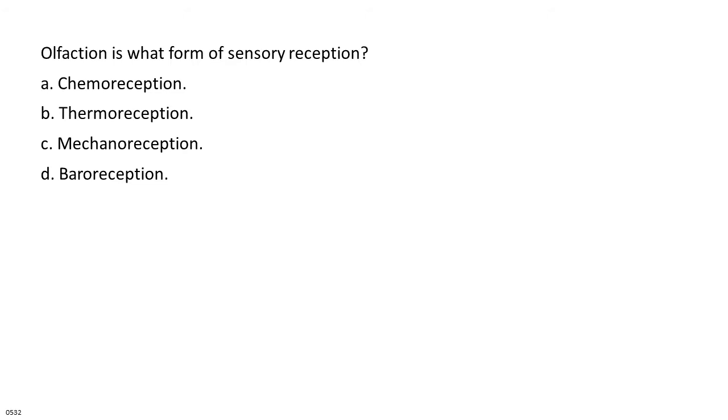Olfaction is what form of sensory reception? A. Chemoreception. B. Thermoreception. C. Mechanoreception. D. Baroreception.